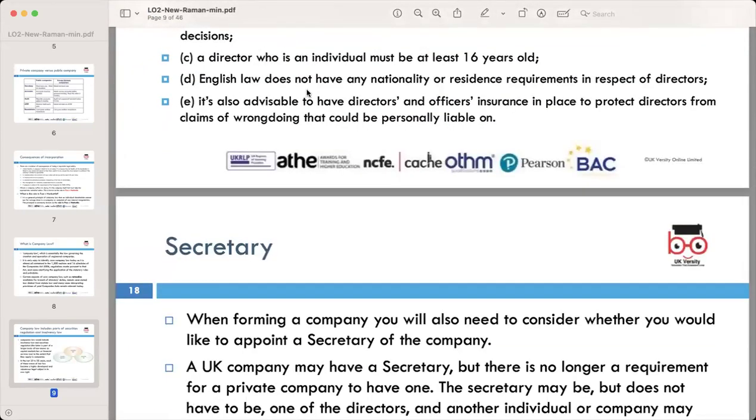There are some other things when choosing directors, like they must be at least 16 years old. English law does not have any nationality or residence requirement in respect of directors. Directors and officers insurance in place, as I said, protects directors from claims for wrongdoing for which they could be personally liable.